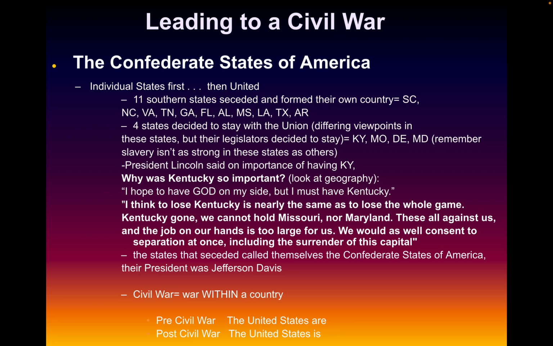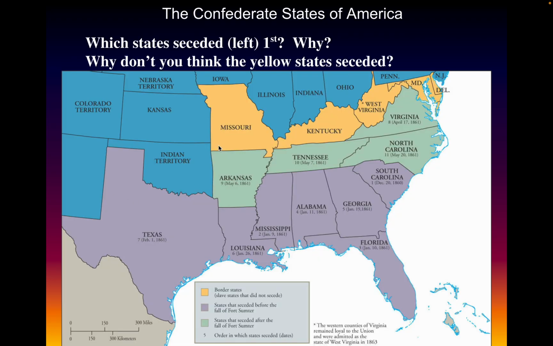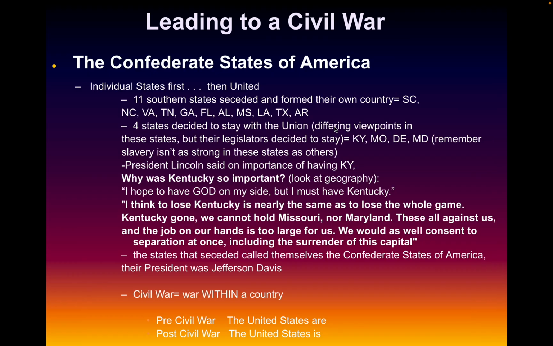Kentucky gone, we can't hold Missouri nor Maryland. These all against us, and the job on our hands is too large for us. We would as well consent to separation at once, including the surrender of the capital. Lincoln truly felt that had he lost Kentucky, it would have given the South more room, more power, maybe more of these other states. But the fact that Kentucky stays with the Union, it was huge. And Lincoln doesn't free the slaves initially because he doesn't want to anger these people from Kentucky. He's afraid that they'll leave if he does.